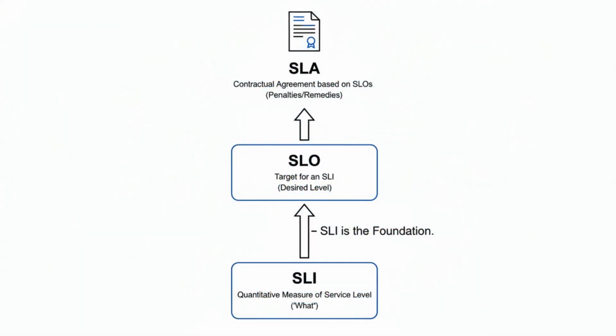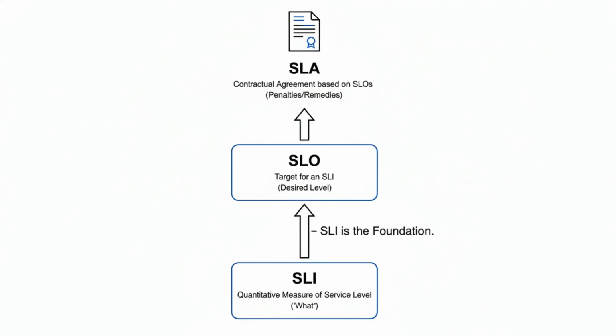Before we delve deeper into the specifics of microservices, it's essential to establish a clear understanding of the foundational concepts: service level indicators, SLIs, service level objectives, SLOs, and service level agreements, SLAs. An SLI is a quantitative measure of some aspect of the level of service that is provided. Think of it as a raw data point or a metric. For instance, the percentage of successful requests or the latency of a particular API call. It's an objective measurement that tells you what happened.